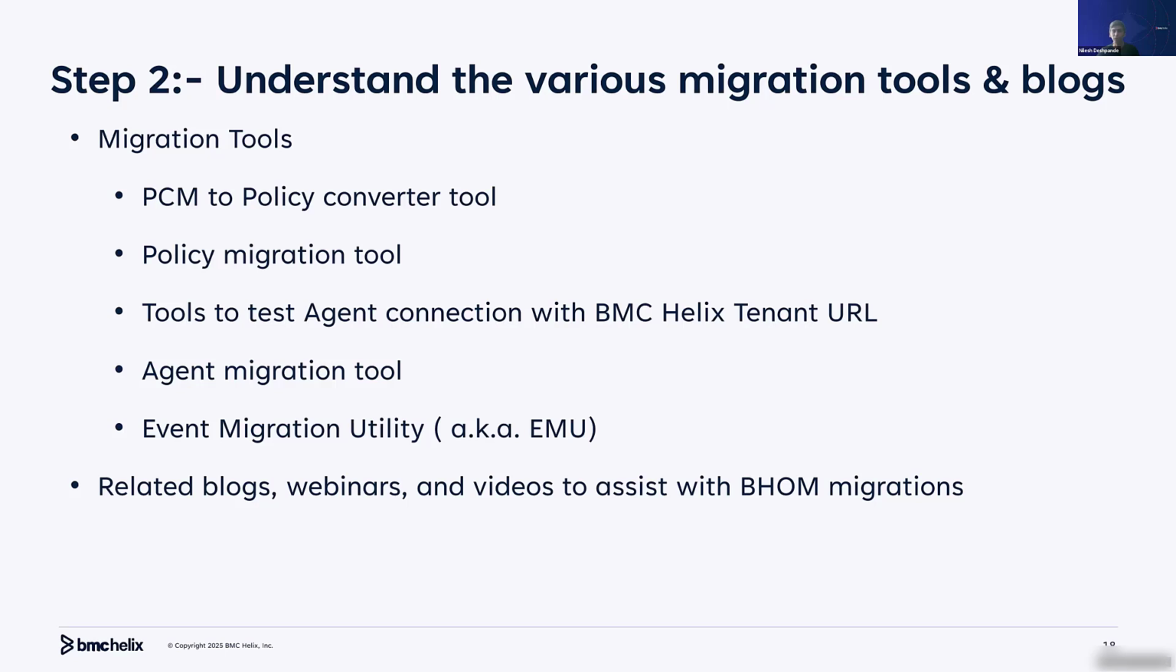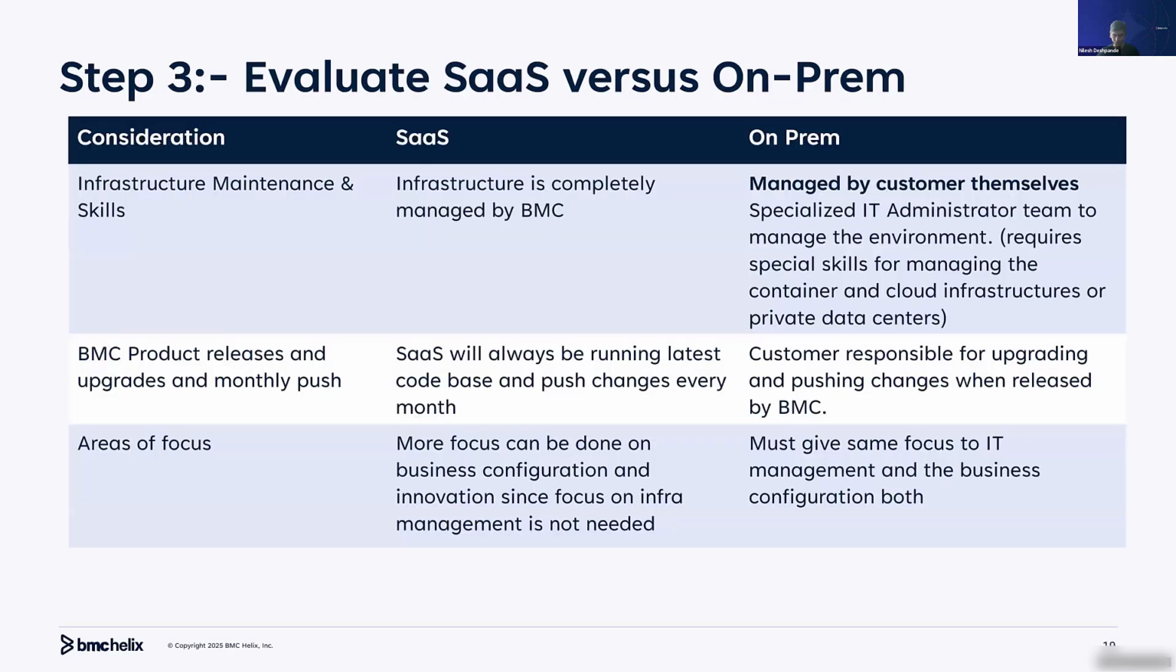I'll move to step 2 now. We spoke about the health check tool report and the considerations on that part. The second step in the migration would be to understand the various migration tools available and the blogs related to that. Some of the tools that we can use for the migration are the PCM to policy conversion tool, the policy migration tool, the tools to set the agent connection before you do the agent migration, and the event migration utility. The related blogs and webinars will be shared along with the documentation links at the end.